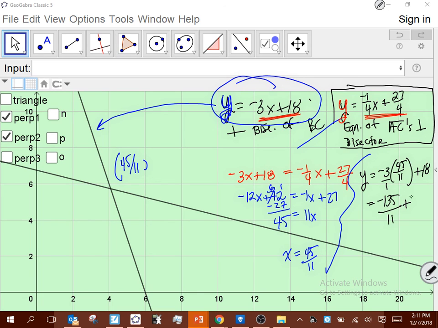Now 18 times 11, because I need a common denominator of 11 here with this 18. So this top's going to be 18 times 11. What's 10 times 18? 180. What's one more 18 on that? 198. So 18 times 11 is 198. What's 198 minus 135? 200 minus 135 would be 65, and then we had 2 too many, so you're going to go 63. So 63 over 11 is that y value.